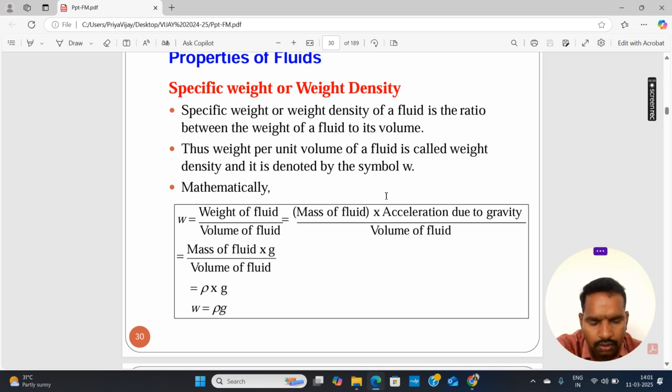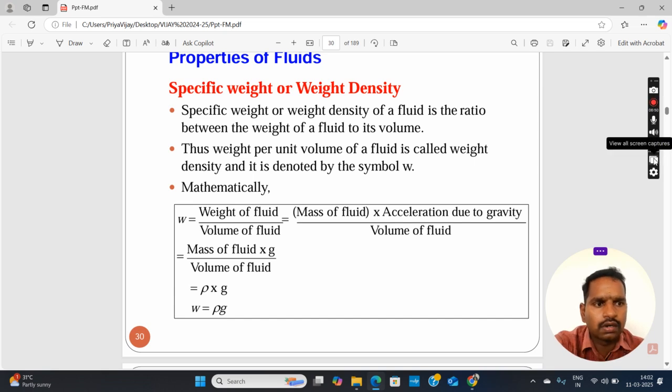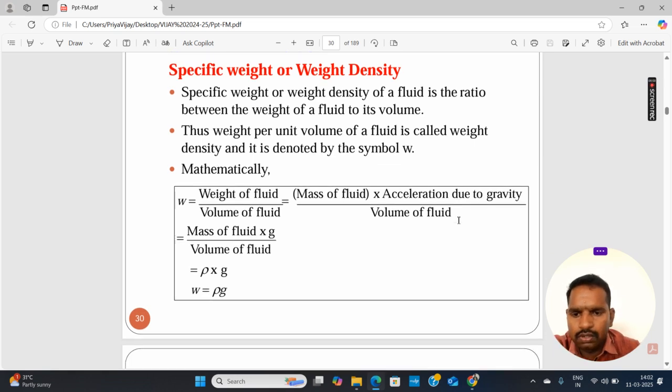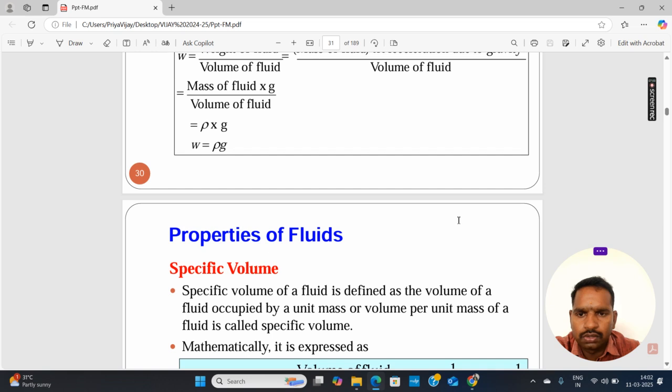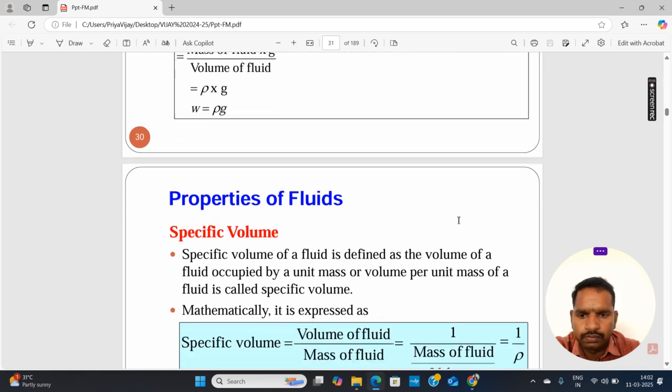So if you calculate the specific weight of water, we can easily calculate it here. We know that the density of water is 1000, so 1000 multiplied by 9.81, we get 9810 Newton per meter cube.